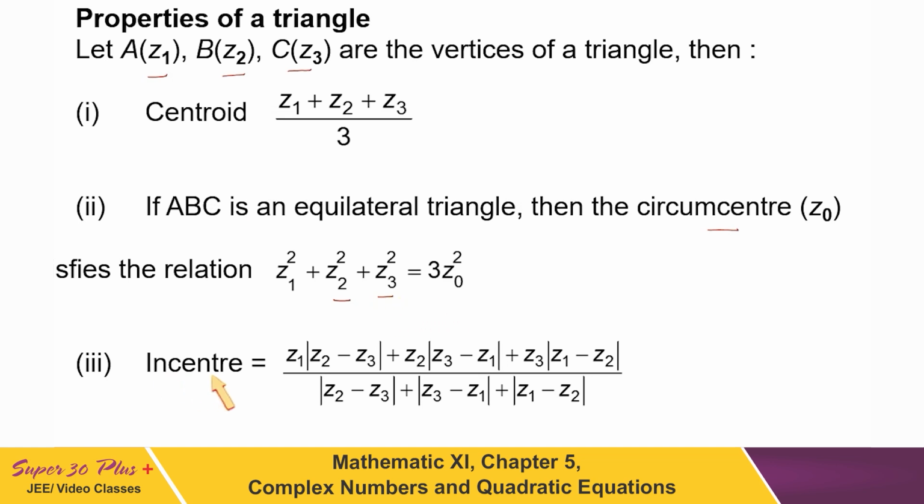The coordinate of the incenter of a triangle can be written as Z1 mod (Z2 minus Z3) plus Z2 mod (Z3 minus Z1) plus Z3 mod (Z1 minus Z2), upon mod (Z2 minus Z3) plus mod (Z3 minus Z1) plus mod (Z1 minus Z2). It is just like the formula of the incenter in coordinate geometry, where mod (Z2 minus Z3) and so on are the lengths of the sides respectively.